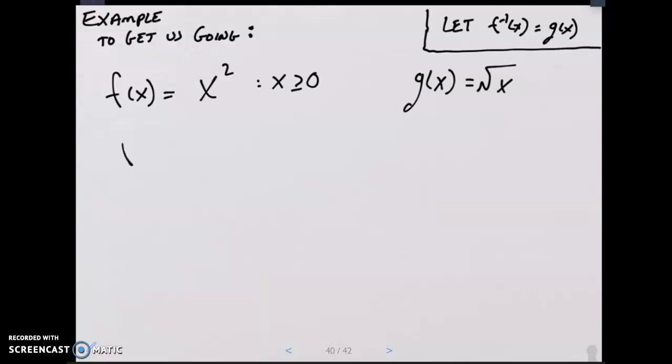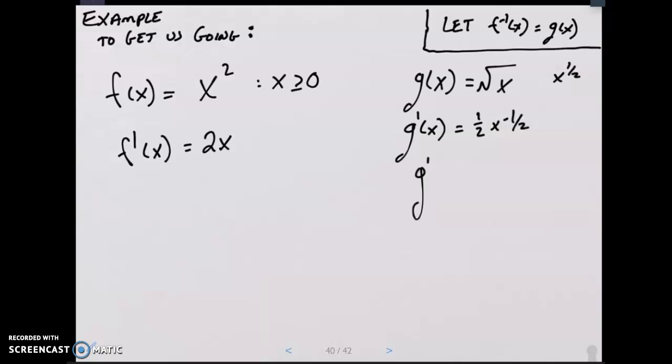Now I'm going to find what f prime is. It's an easy one here, 2x. And let's find out what g prime is. That's also an easy one. I'm going to rewrite this as x to the 1/2. We bring the 1/2 down, x to the negative 1/2. So I'm going to write g prime of x as 1 over 2 root x.